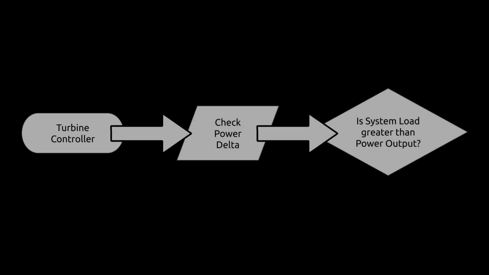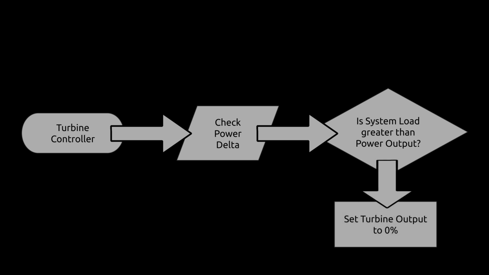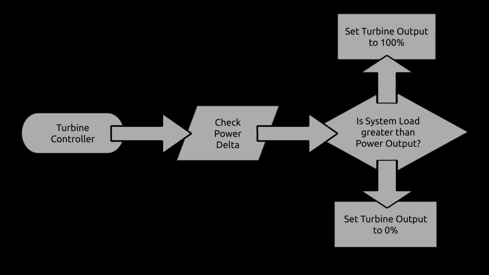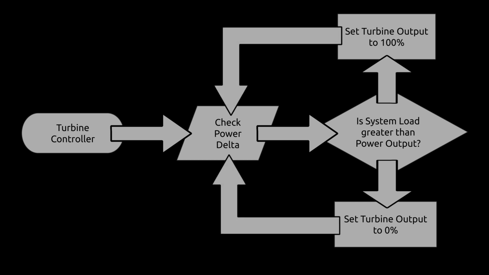Similarly, the turbine controller checks to see if the output power is above or below the demand. If it's above, it turns the whole thing off. If it's below, it turns it on at max power again. Again, because this is happening hundreds of times per second, a single component is all that's necessary to make sure that the reactor output precisely follows the system demand.